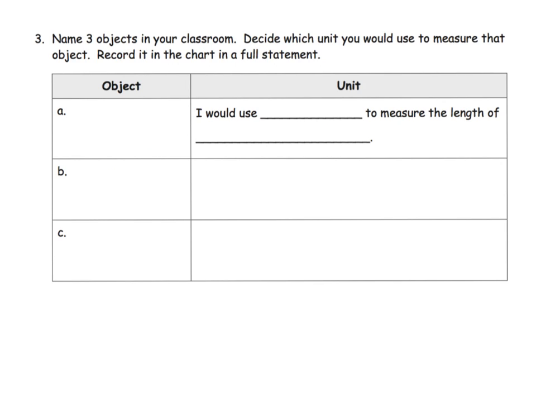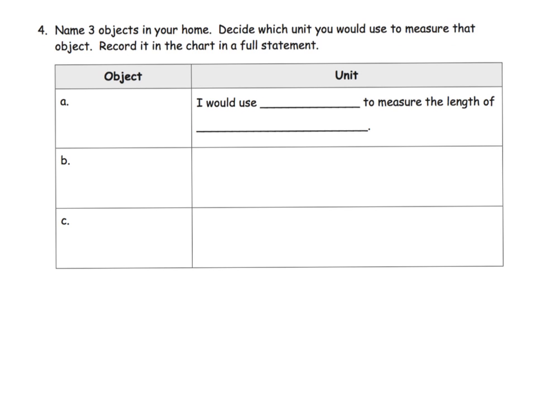This and the next slide are just opportunities for your students to have choice and take ownership of the mathematics. In this case, they're going to name 3 objects, and decide what kind of measurement tool they would use. I would use a ruler to measure the length of this thing, or a yardstick, or I would use inches to measure this object. It's a great opportunity to give your students choice. And now they're going to be naming objects at home to do the exact same thing.